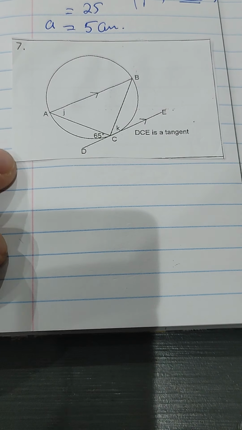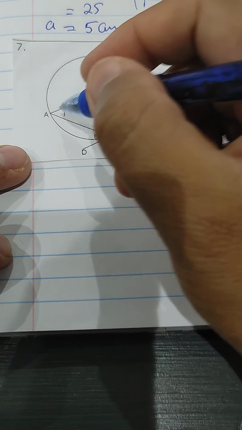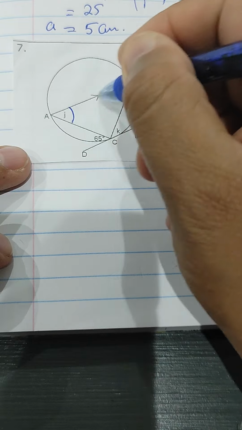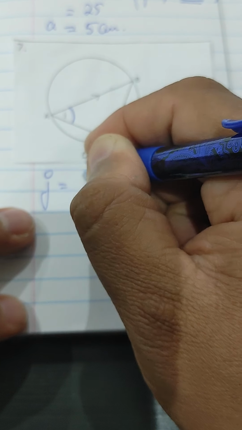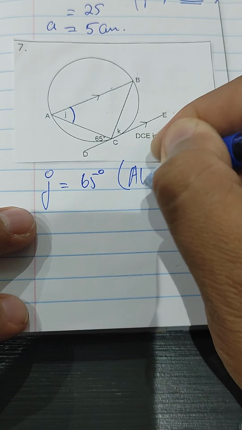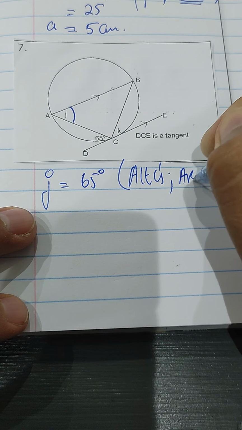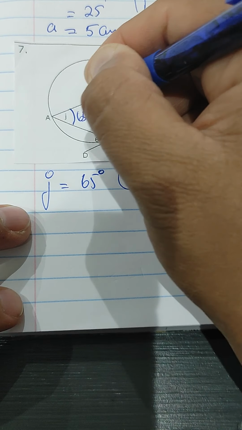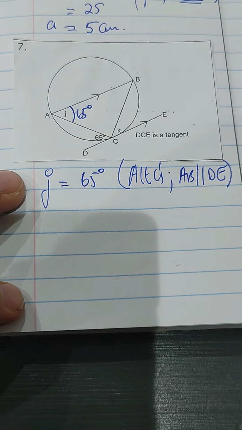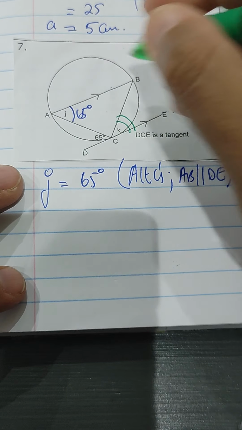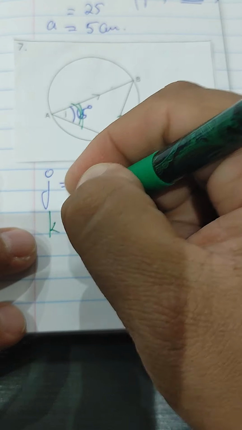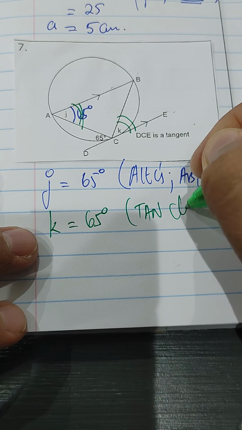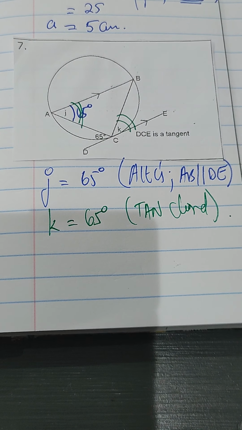Now we're looking at number 7. Number 7 is IJ, can be worked out. As you can see, the lines are parallel, so alternate angles are equal. So J is 65 degrees. So alternate angles, with AB being parallel to DE. Okay. It's also 65 degrees. Why? Because of tan chord theorem.